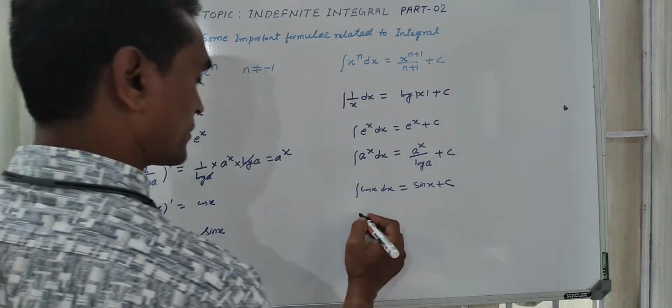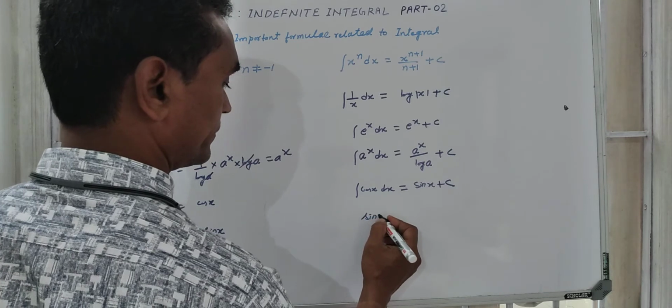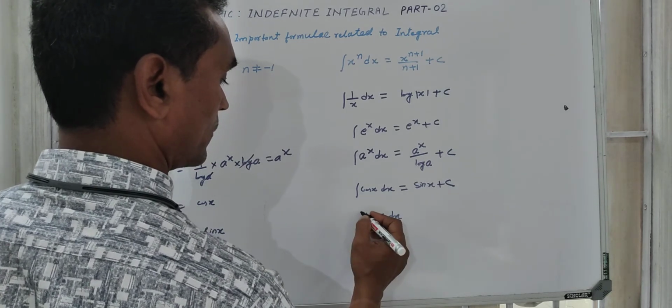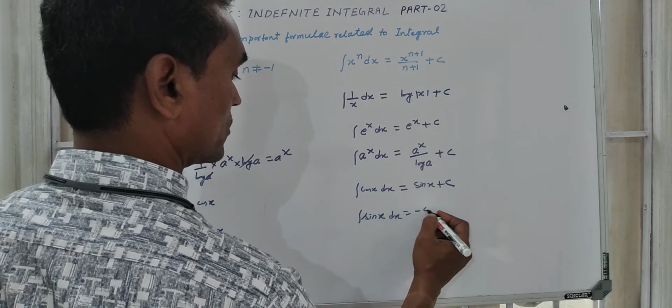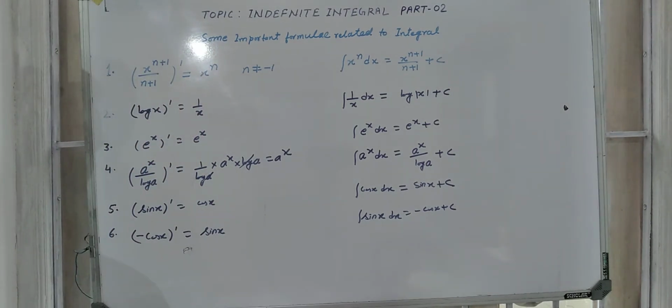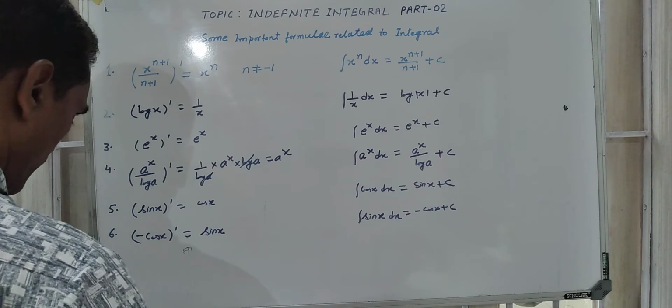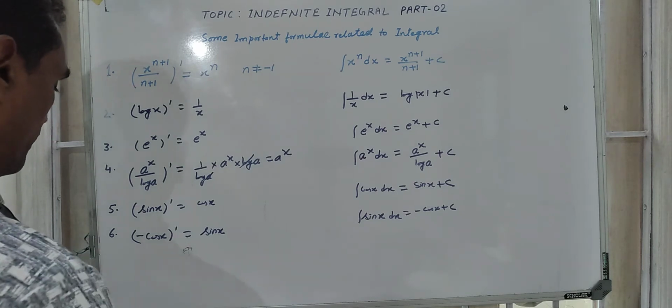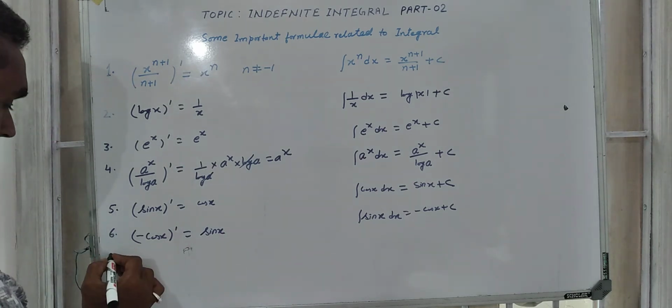So integral of sin x is minus cos x plus c. Some more formula we can get from derivative.